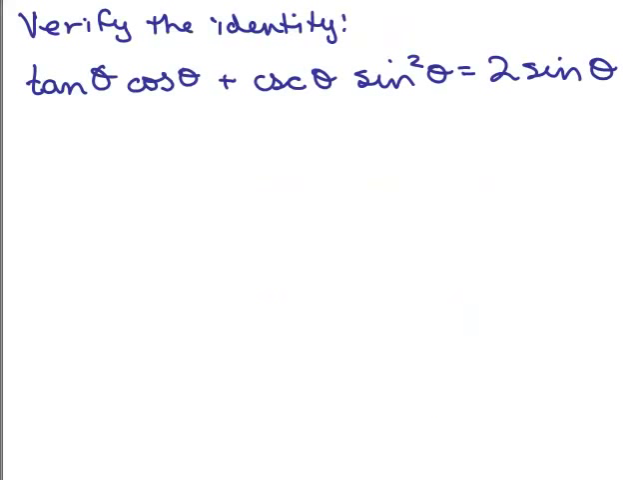All right, here's the next identity. Tangent theta cosine theta plus cosecant theta sine squared theta is equal to 2 sine theta. So I always like to start on the more complicated side, which is the left side. To make this simple, what I'm going to do is just put a line down here. So I'm just going to manipulate the left side. A lot of times that's easier and doesn't take as much space on your paper.